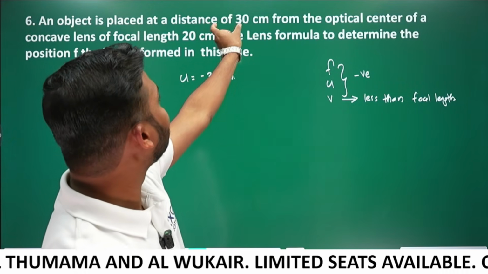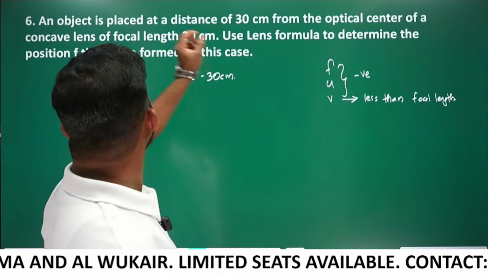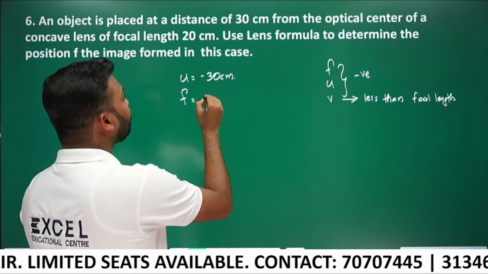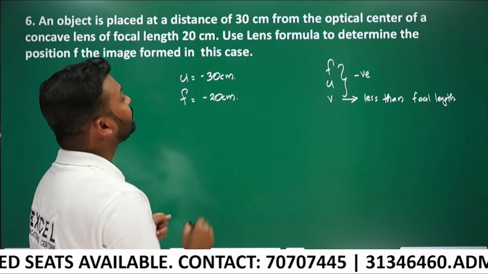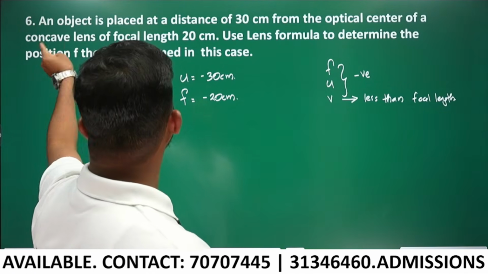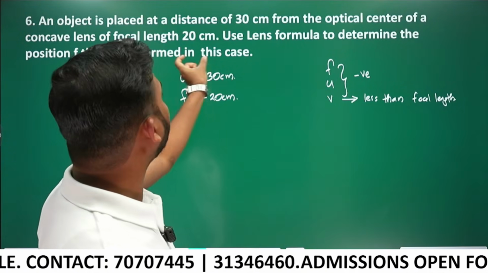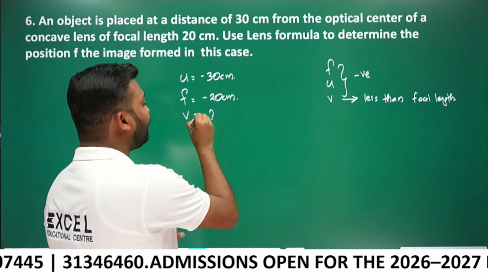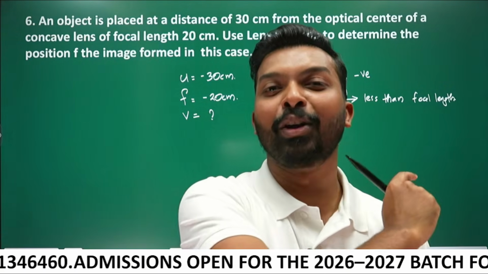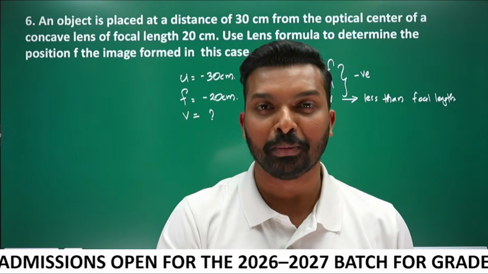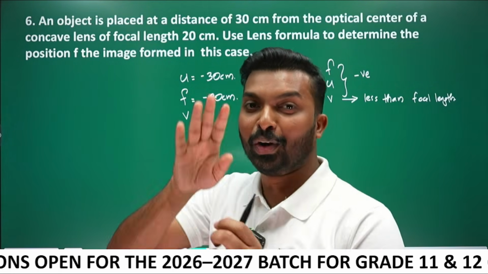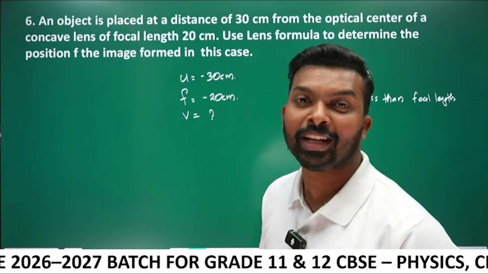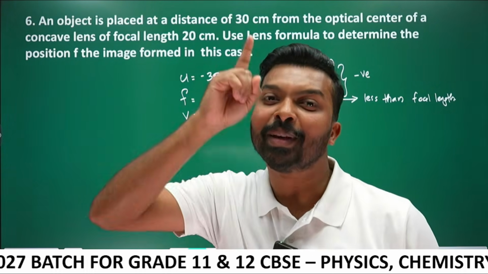You are given an object placed at a distance of 30 centimeter from the optical center of a concave lens of focal length 20 centimeters, which is minus 20 centimeters. Use the lens formula to determine the position of the image formed. You have to find V. Before we find V, we know certain information about it. V is negative, and the F value is 20. The answer should be less than 20.